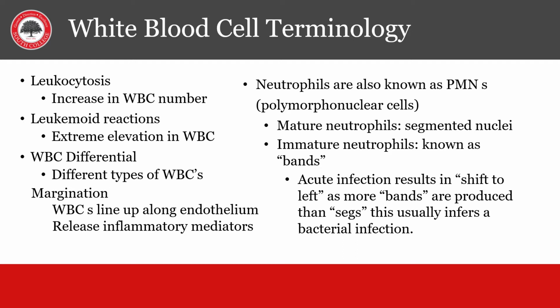Neutrophils are also called PMNs or polymorphonuclear cells. Mature neutrophils are called segs, and immature ones are called bands. A left shift means many more neutrophils are being made, and many are immature as new ones are being formed. This usually is a bacterial infection.